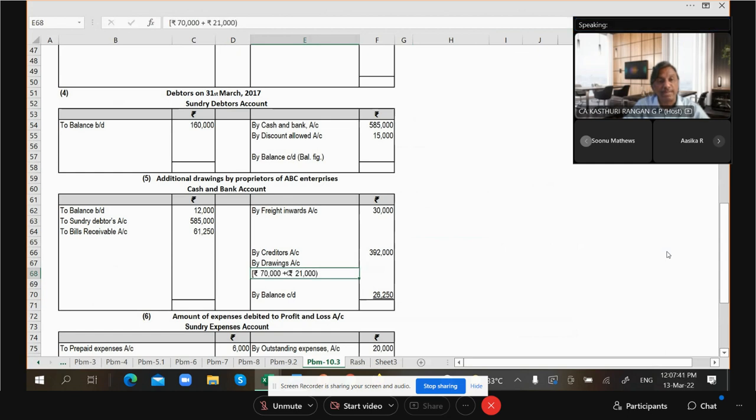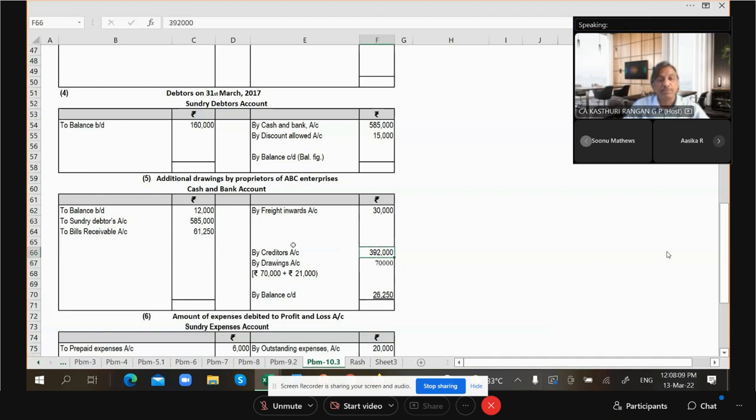So 70,000 is already there. Additional drawing may be 21. So finally it will be 91. Okay. So by drawings, you can put 70,000 here also, no problem. 70,000. If there is any difference, the difference will be taken to drawings again, 21,000.